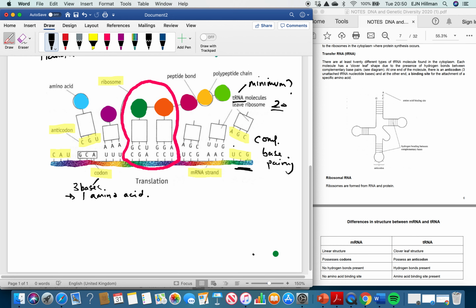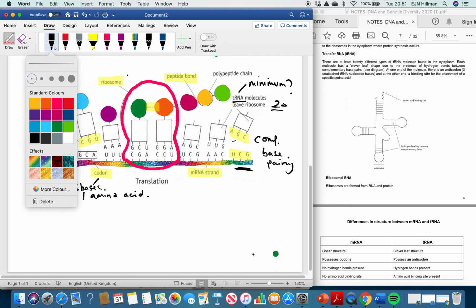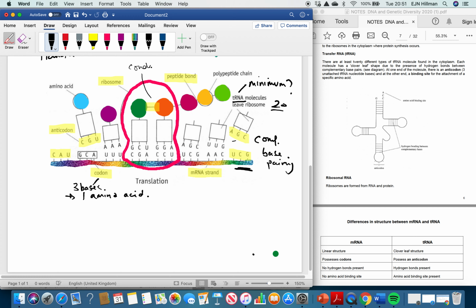So as the tRNAs enter this binding site, that allows for a peptide bond to form between the two amino acids attached to the two tRNAs that are in the ribosome at any given time. So this is a condensation reaction. That forms between the amine group and the carboxylic acid group, carboxyl group on the amino acids, forming these peptide bonds.